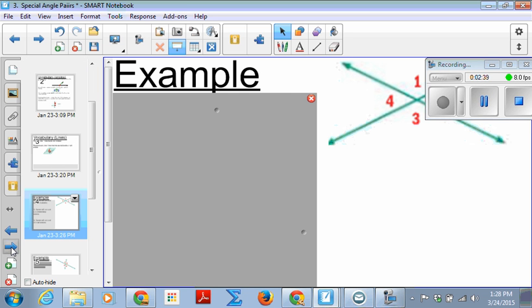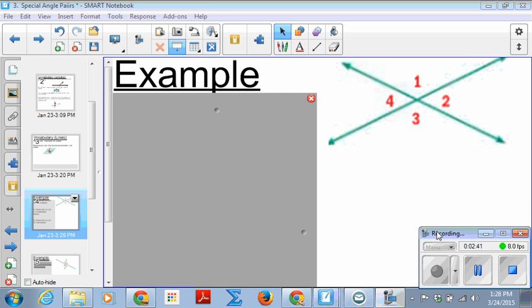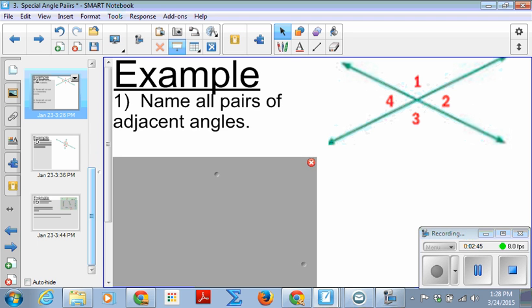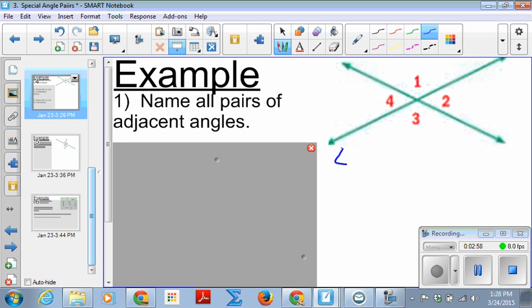So, for example, we have a drawing like this. We're going to name all pairs of adjacent angles. Looking back at our definition, we're looking for angles that share a side and a vertex but don't overlap. So I would say that angle 1 and angle 4 are adjacent. They share the side and the common vertex.